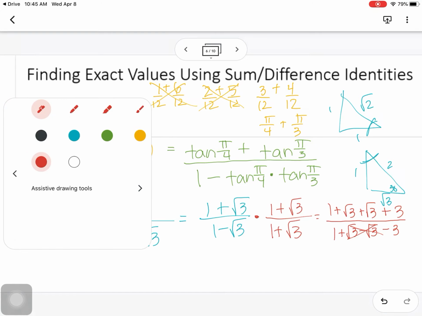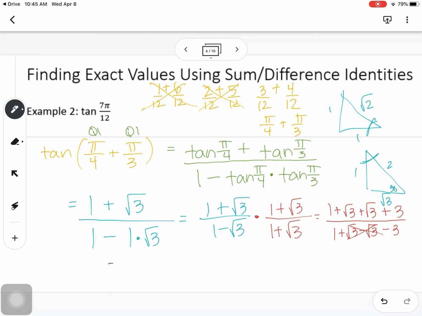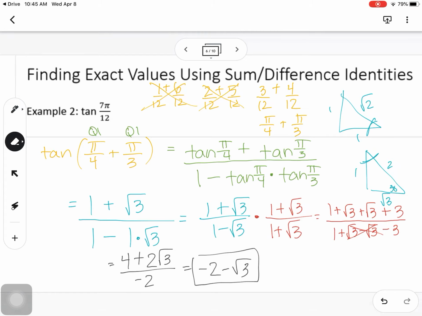To then simplify this a little bit: 1 plus 3 gives me 4, plus 2 root 3s, you can put those together, all over 1 minus 3, which is negative 2. Doing this division, 4 divided by negative 2 is negative 2. 2 root 3 divided by negative 2 is negative root 3. And this is your final answer.